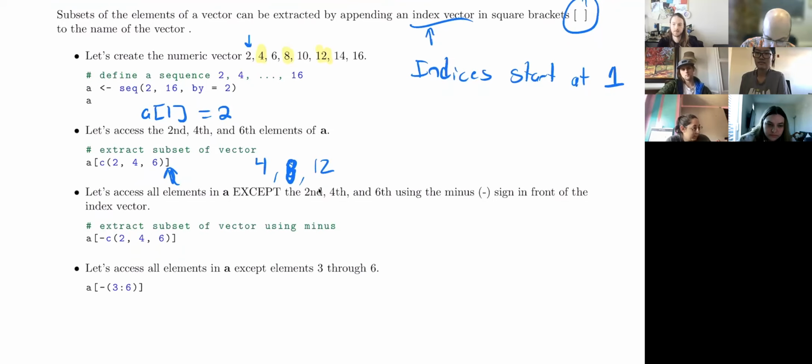Yeah, and we can do a similar sort of operation by excluding certain things by just putting a minus sign here. So this would be everything except the second, the fourth, and the sixth entry. So it would be everything that I haven't highlighted up top.